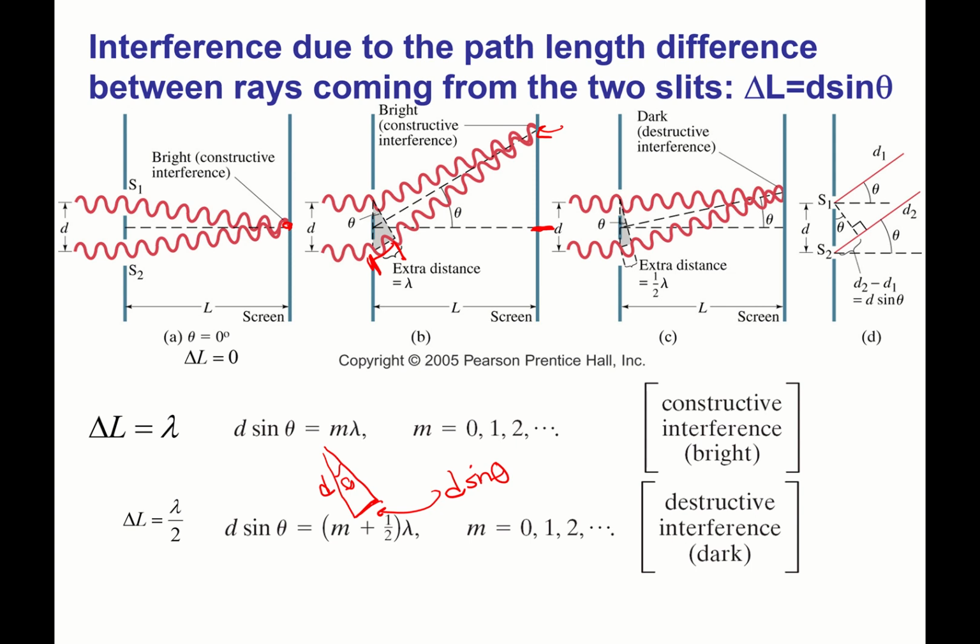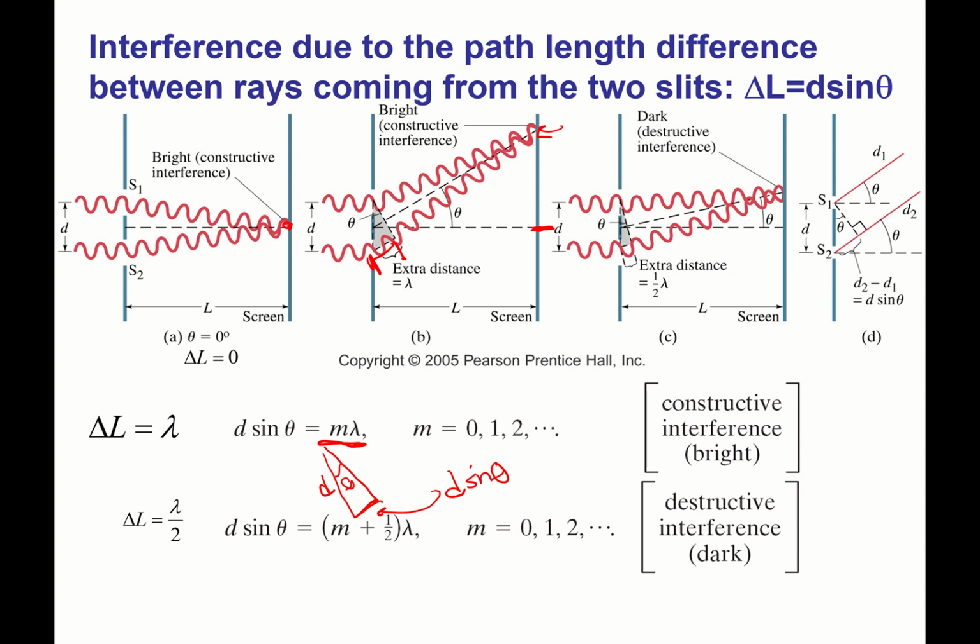Okay, so if the path length difference is equal to 0, or 1 wavelength, or 2 wavelengths, or 3 wavelengths exactly, then the waves will be in phase when they hit the screen, and we'll get a bright spot, or constructive interference. If they're out by half a wavelength, as shown in figure C, then one of them is going to have a peak, the other one's going to have a trough, and they'll add up to 0, and we'll get a dark spot on the screen.